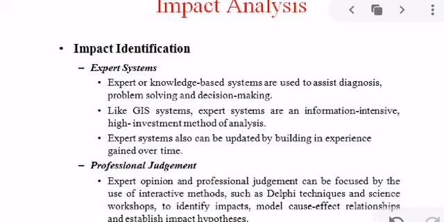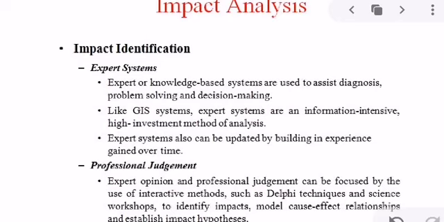And the other two methods are expert system and professional judgment for impact identification. Expert or knowledge-based systems are used to assist diagnosis, problem solving, and decision making. Like GIS, expert systems are an information-intensive, high-investment method of analysis. And an expert system can also be updated by building in experience gained over time.